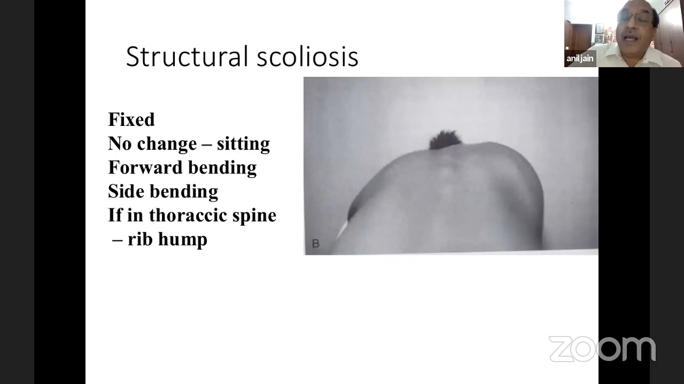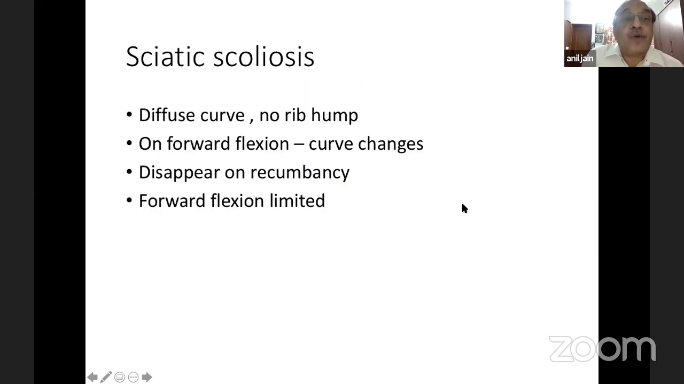and hence the rib on that side has a more posterior origin, and it has to come anterior to the sternum. That is why the angle of the ribs becomes prominent, at multiple levels, and it becomes a rib hump. So you could see here, on bending forward, since there is a convexity here, this rib hump is visible in a structural scoliosis.